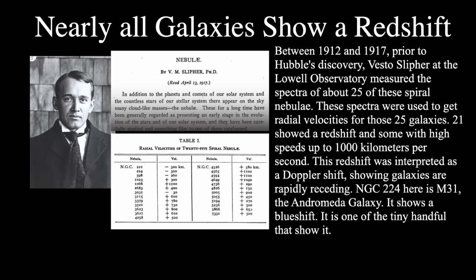And when you look closely, you see NGC 224. That is Messier object number 31, which is the Andromeda galaxy. It shows a blueshift. That's why it's labeled a negative there. It's one of the very, very few that actually show a blueshift. Now, Vesto Slipher was one of the most important people in the history of astronomy because he's the one that opened the door for us to understand that these nebulae were not part of the Milky Way.